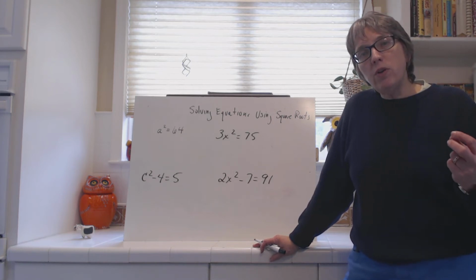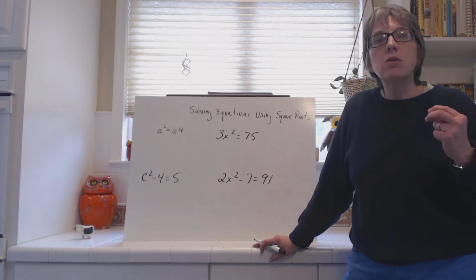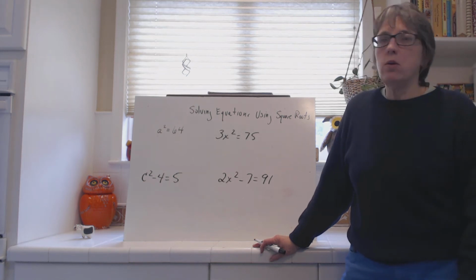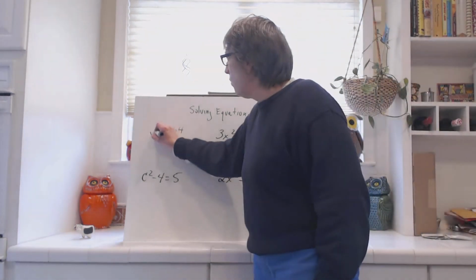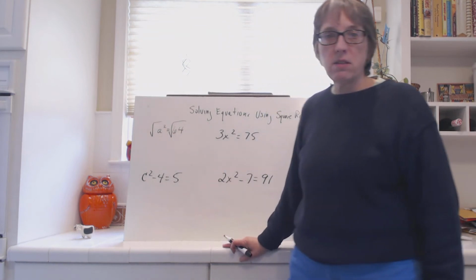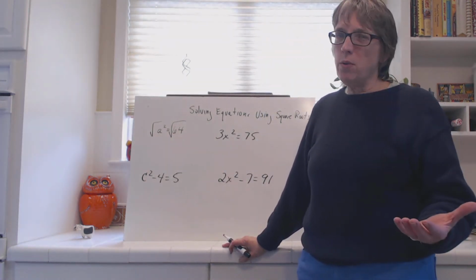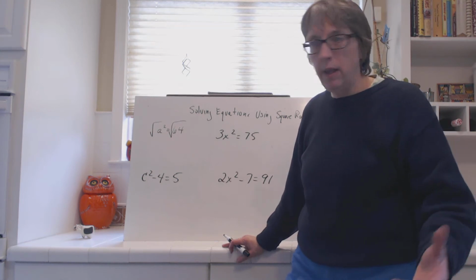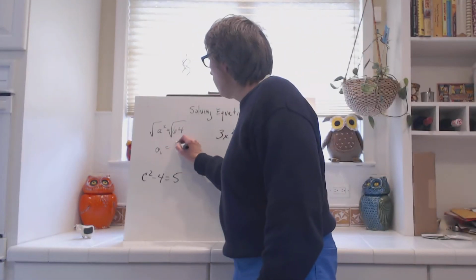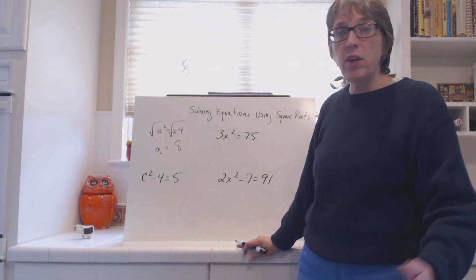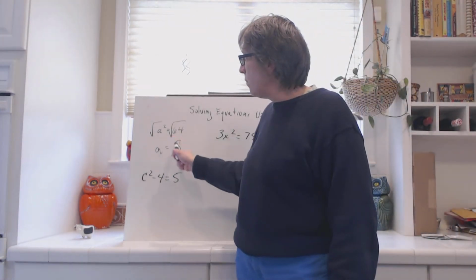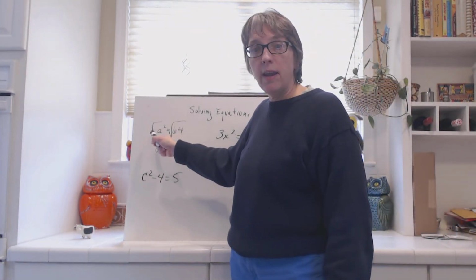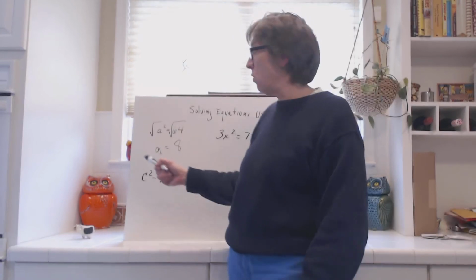So remember, whatever we do to one side of the equation, we must also do to the other side of the equation. So we take the square root of both sides. Remember, whenever you take the square root of a variable, the square root of a squared is a. And the square root of 64 is 8. And the way you check it is, you substitute 8 for a, and a squared is 64.